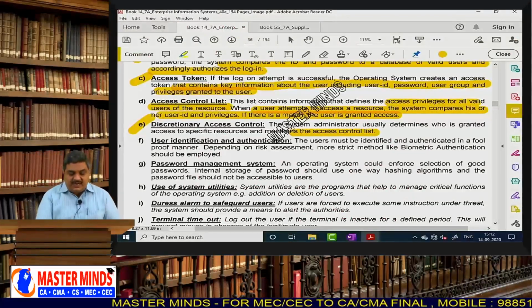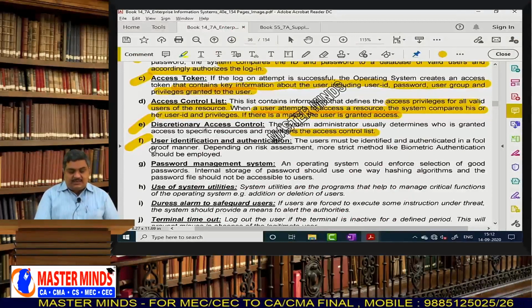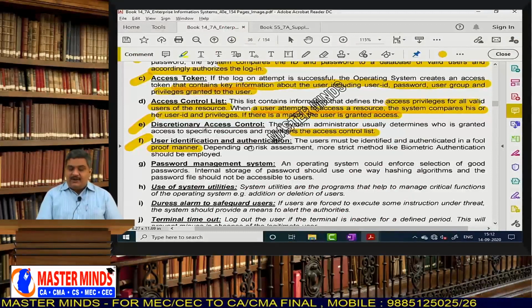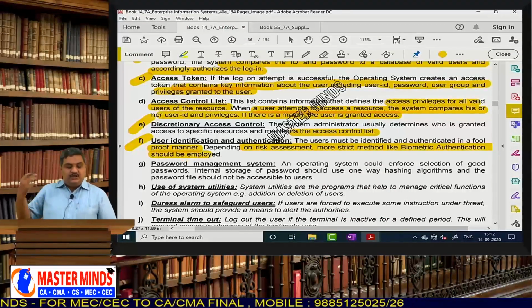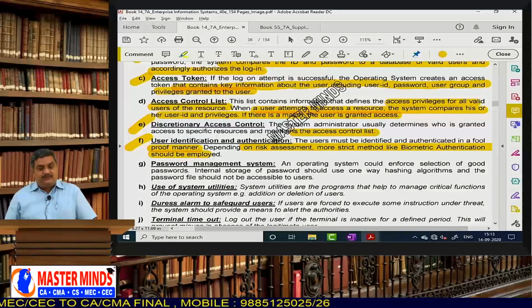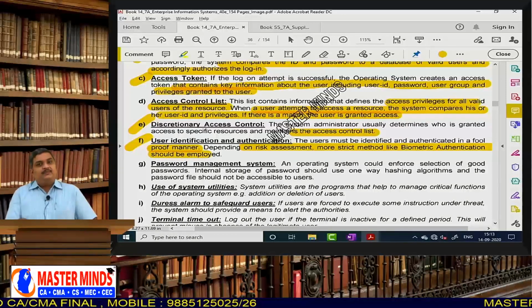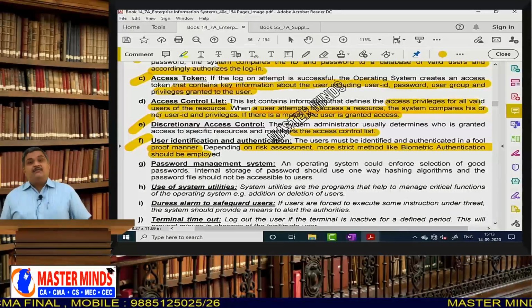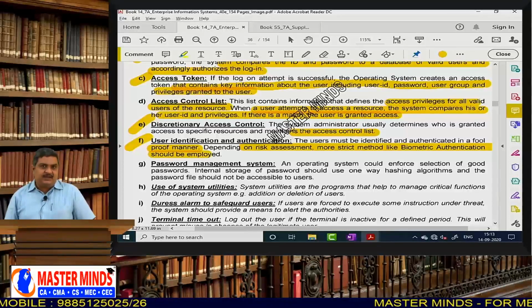Next, user identification and authentication. The users must be identified and authenticated in a foolproof manner. Depending on risk assessment, stricter methods like biometric authentication should be employed. See, generally in banks we can see there will be a small biometric device at every terminal. For example, in a bank there are 50 computers. For all the 50 computers, 50 biometric devices will be there.